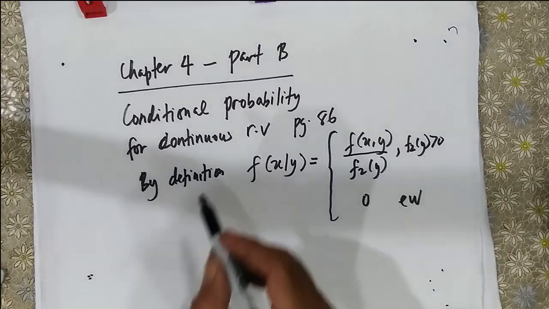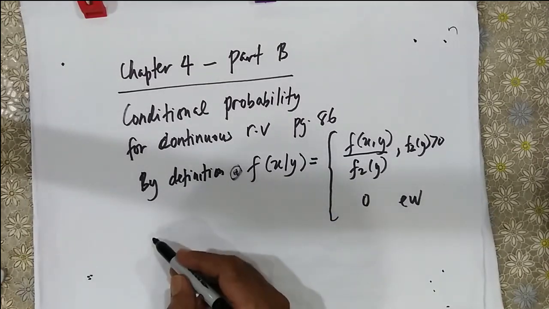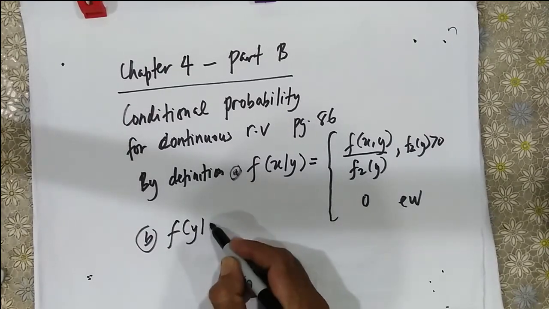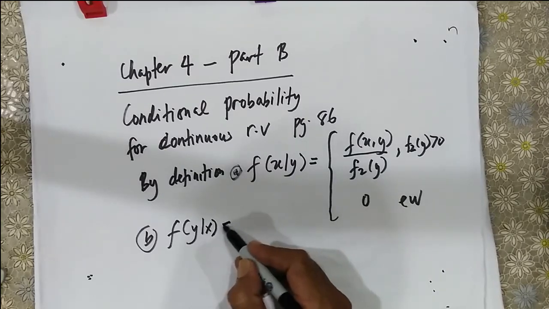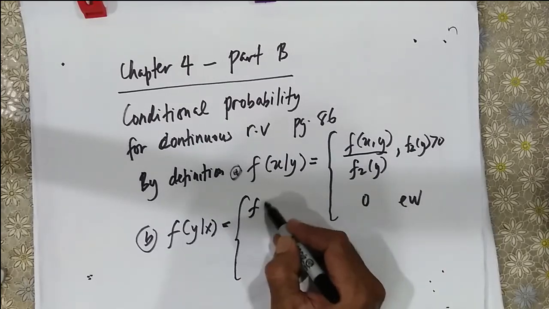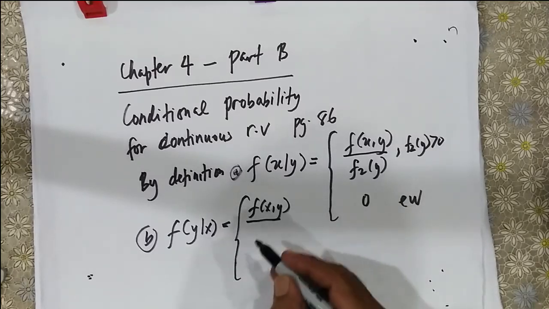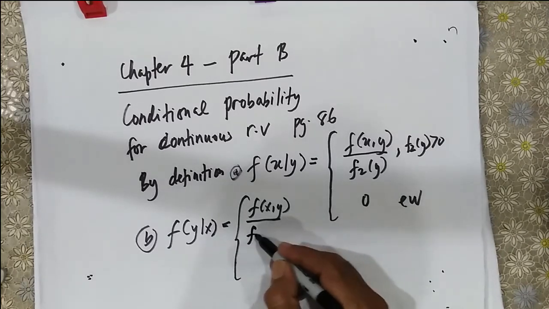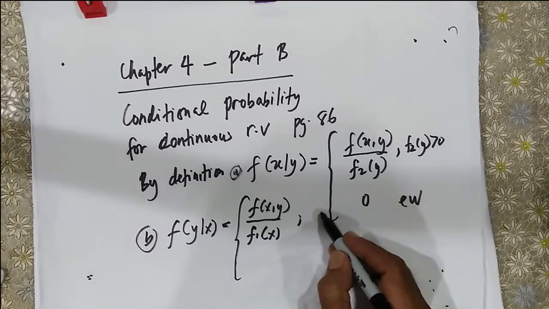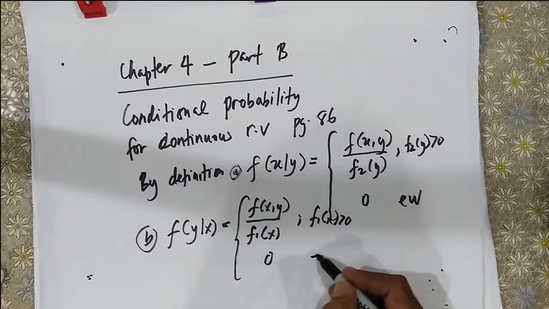Then the other part: this is the conditional probability of x given y, and then the conditional probability of y given x, we apply the same formula. It is equal to the numerator, which is the same, f(x,y), divided by, because this is given x, f sub 1 x. The condition here is f sub 1 x must be greater than 0, and 0 elsewhere.